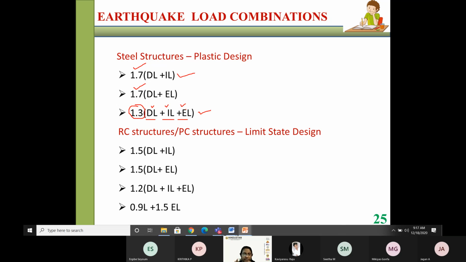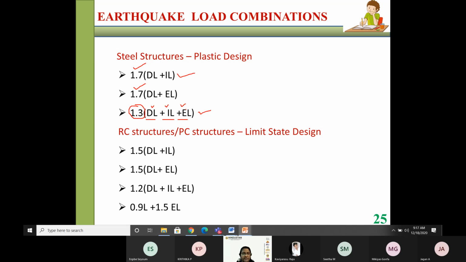So when such an emergency situation comes, especially during earthquake and wind, what will we say? We say that you come out from the building, so the occupancy in that particular building will become less. It is not completely evacuated everywhere. Some places we completely evacuate.